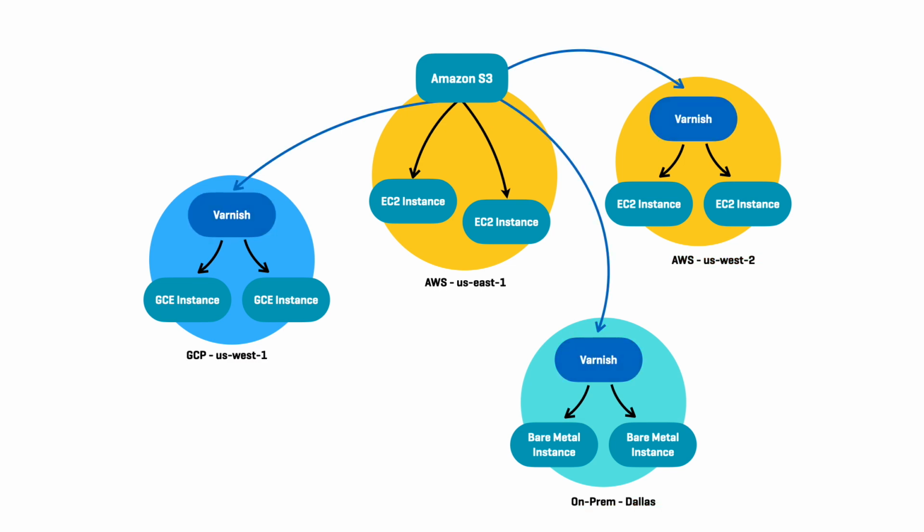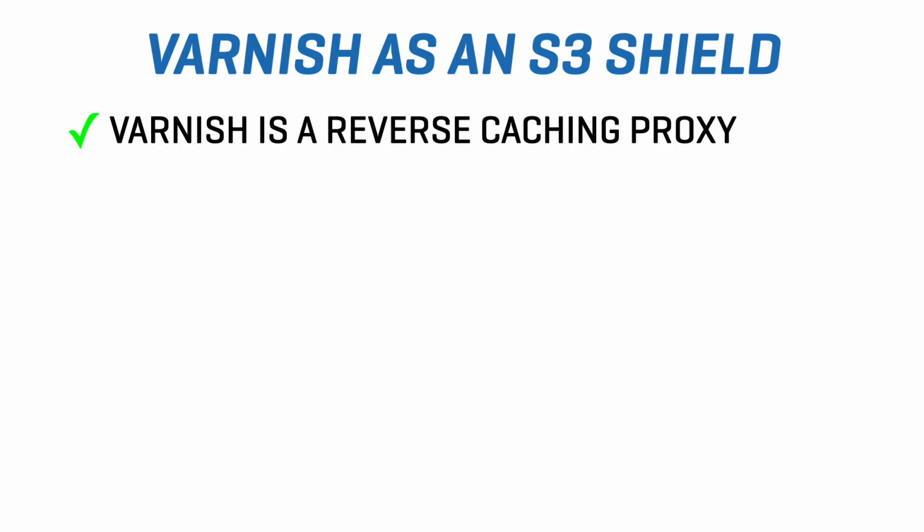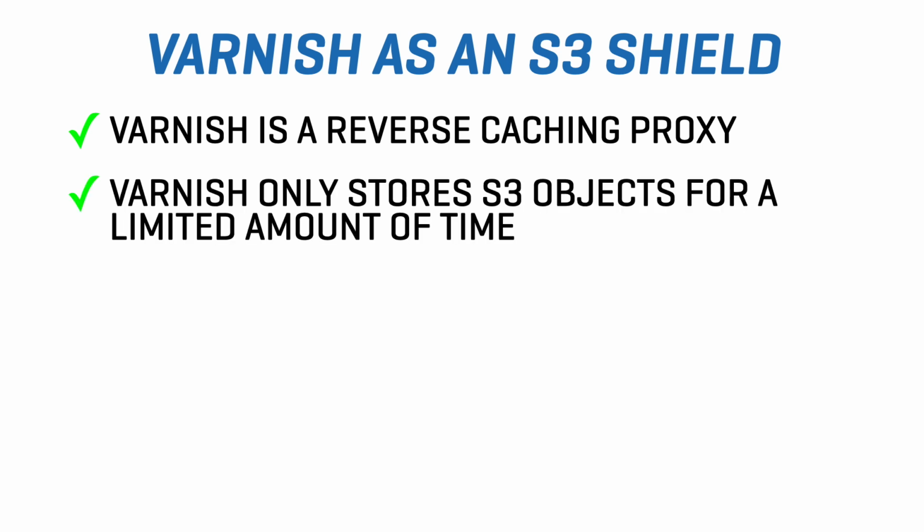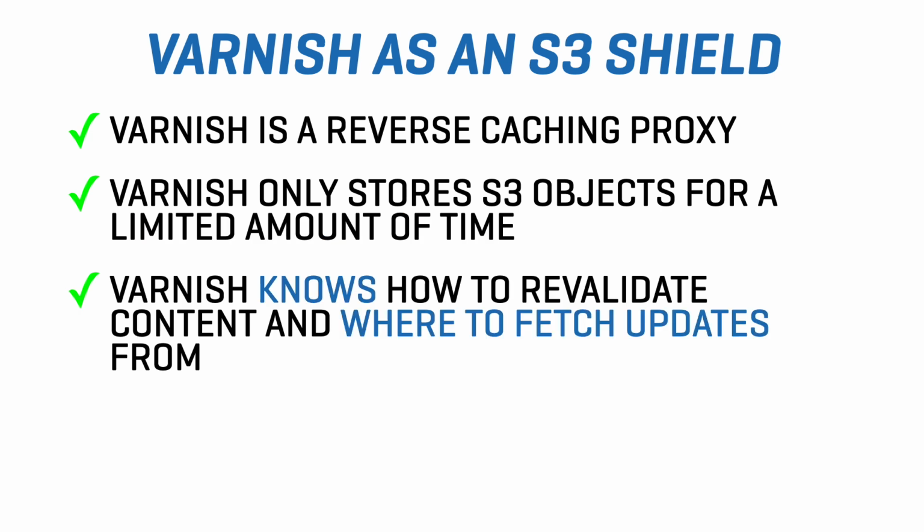And at first it looks like simple content duplication, where content is stored in the different regions. It seems to add complexity and might be hard to manage, but that's definitely not the case, because Varnish is a reverse caching proxy. It only stores the S3 objects in the cache for a limited amount of time. And it also knows how to revalidate the content and where to fetch updates from.